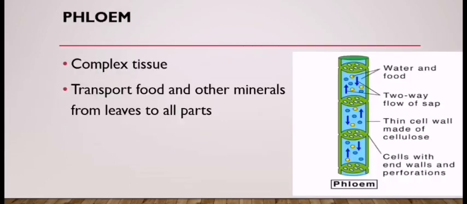Now we will start with the second complex tissue, that is phloem. Phloem is also a complex tissue, but here it is not going to transport water, it will transport food. It will transport food and other minerals from the leaf to all parts of the plant. Unlike xylem, which transports water and minerals only in one direction, phloem will transport food and minerals in both directions, that is from root to leaf and from leaf to root.